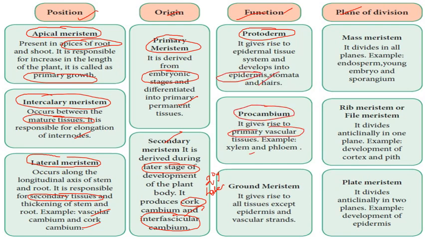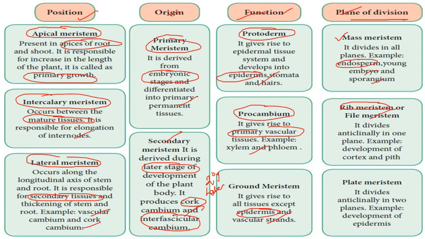So it is divided into protoderm that gives rise to epidermis, stomata, and hairs, then procambium that gives rise to primary vascular tissue, for example xylem and phloem, then ground meristem that gives rise to all tissue except epidermis and vascular strand. Then finally, on the basis of plane of division, meristematic tissue is of three types.